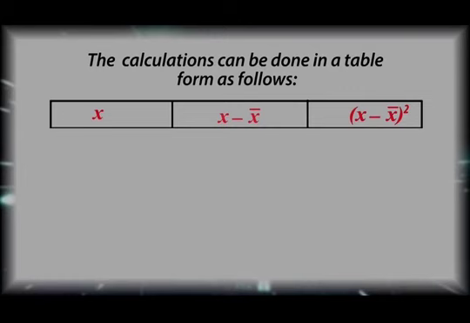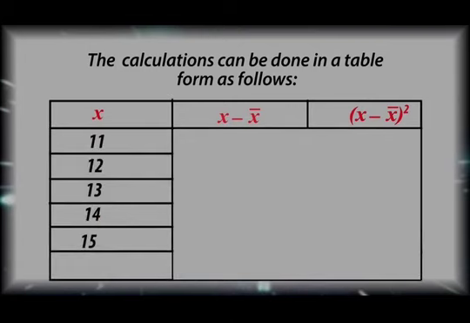Now, the same calculation can be done in table form. We can put these values in the form of a table. In the table, we will have a number of columns. First, we'll have our X, which stands for the numbers in our data. So our numbers are 11, 12, 13, all the way to 15. In the next column, we'll have X minus X bar. That means we take each value, subtract the mean, and write down the answer.